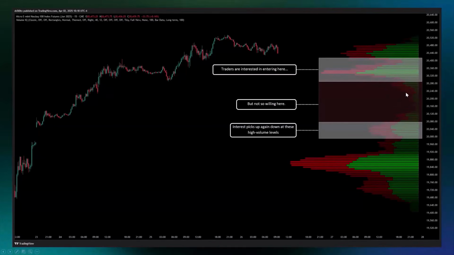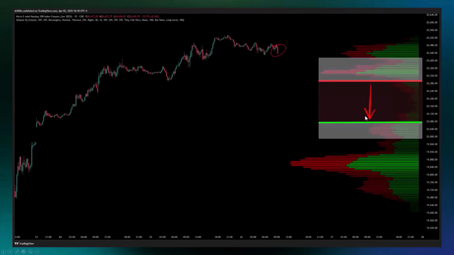In this case, maybe the 20,500 mark and then the 20,000 mark. And in between that, the market's like, okay, we've already taken our positions. So not so willing here. Interest picks up again at these high volume levels. So we can see, for example, here, let's say, okay, there's this big high volume node. We're on this candle. We start dropping.